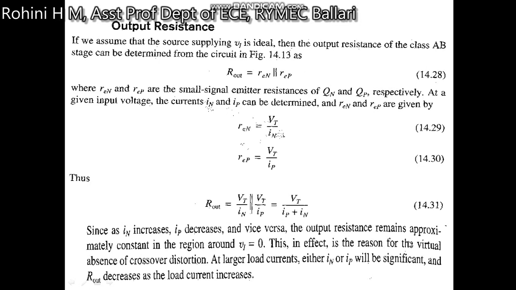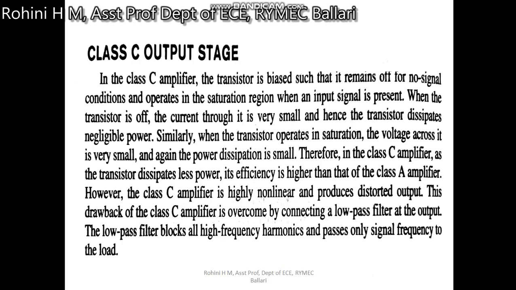So this effect is the reason for the virtual absence of the crossover distortion. At larger load currents, either IN or IP will be significant, and ROut decreases as the load current increases. The output resistance ROut decreases as the load current value increases. Why? Because the denominator value increases, so the output resistance value decreases. So next discussion is the class C output stage.